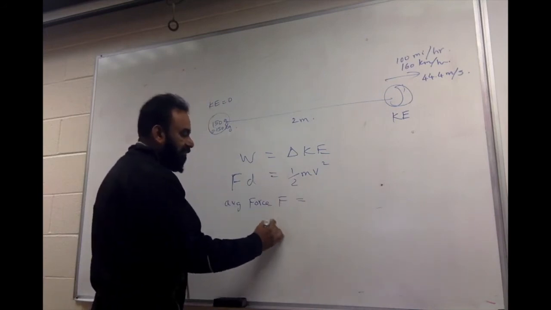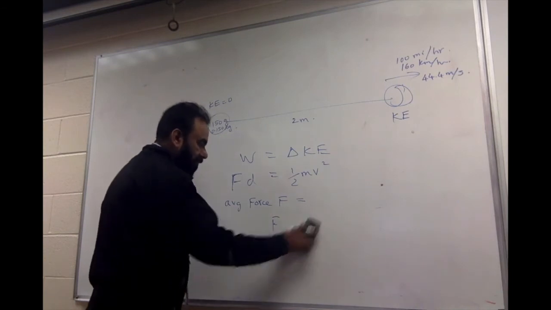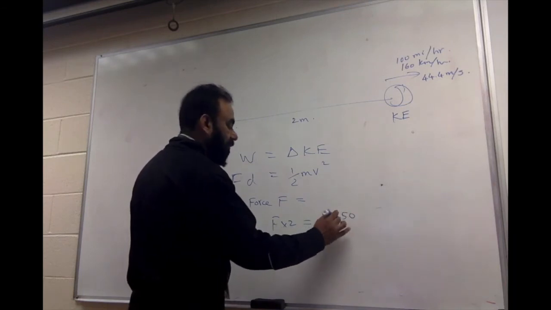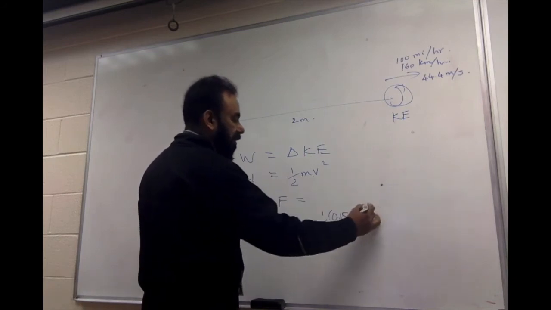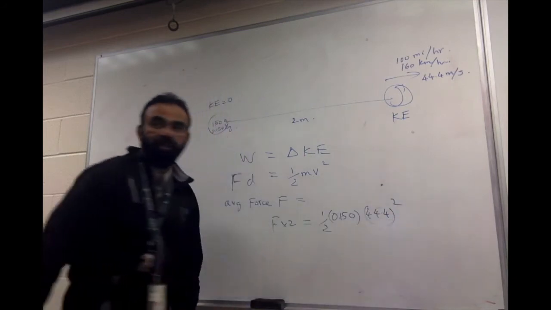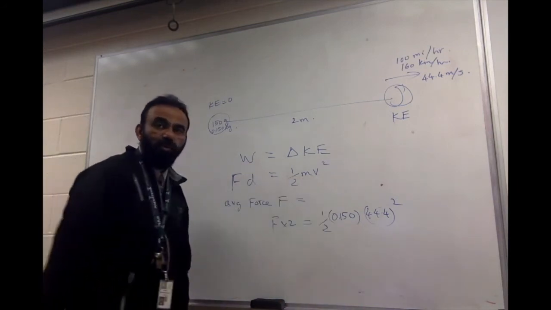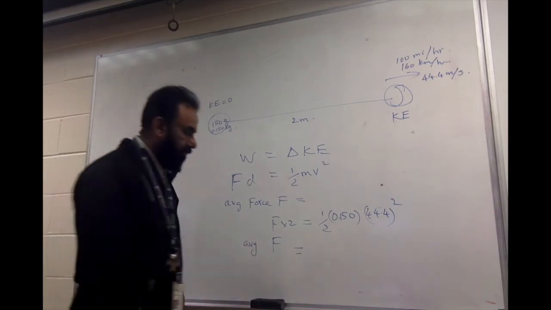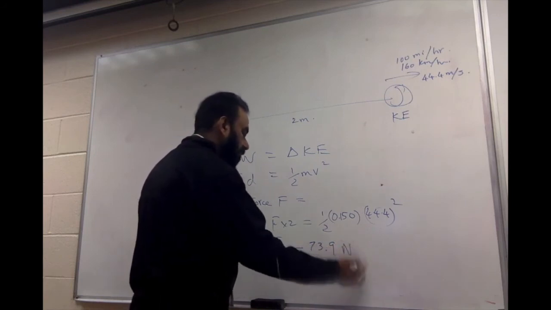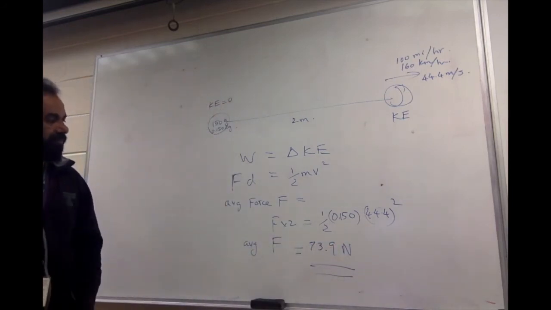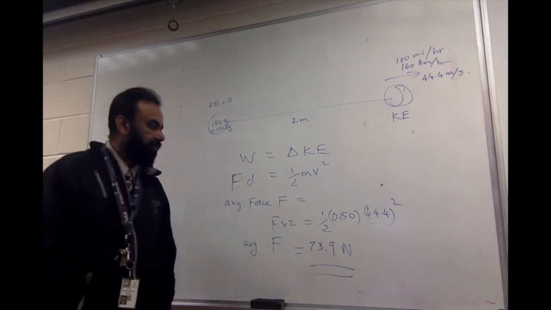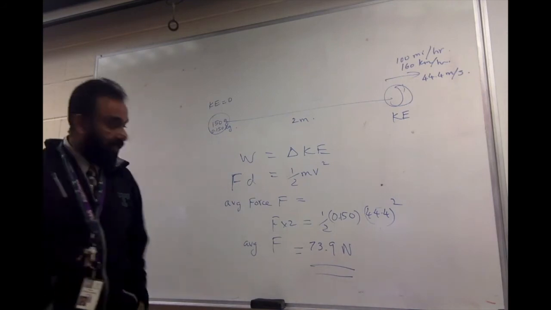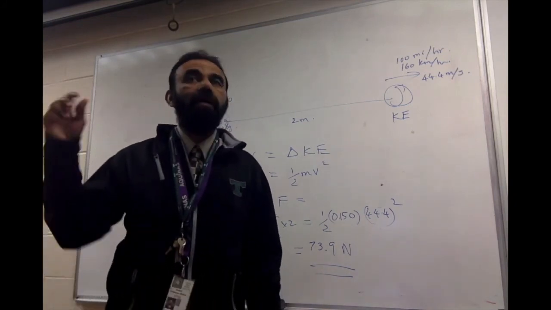So F times D is equal to half mv squared. F times 2 is equal to half times 0.150 times V squared, that is 44.4 squared. Don't forget to square that. A very common mistake from students is forgetting to square the velocity. So what is F average? 73.9. Could be right. Is that right? Yes. Okay, 73.9 Newton is the force that he's applying on average.